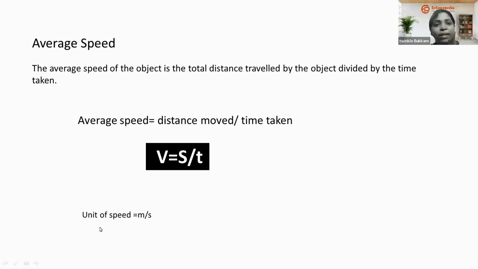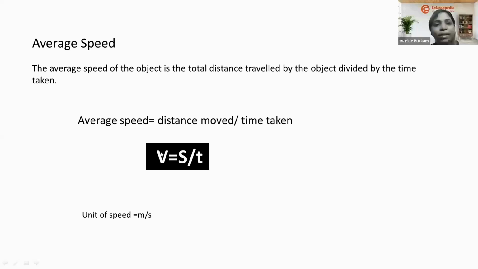But to calculate the speed, mainly we have a formula. This is the definition of speed. The average speed of an object is the total distance traveled by the object divided by the time taken. So first we will calculate the entire distance that the car has moved in some time. Then we will divide these two quantities and we will get something called speed. Okay, so this is the formula for the speed.